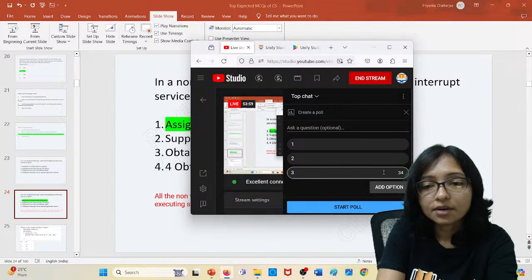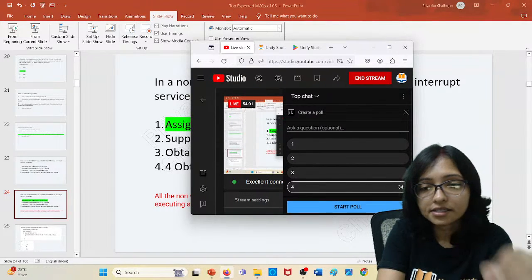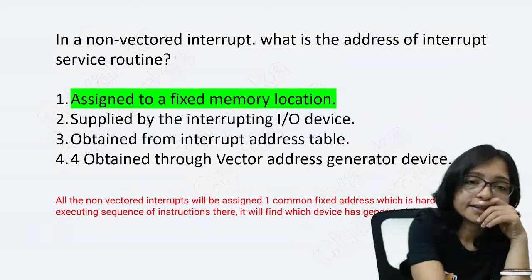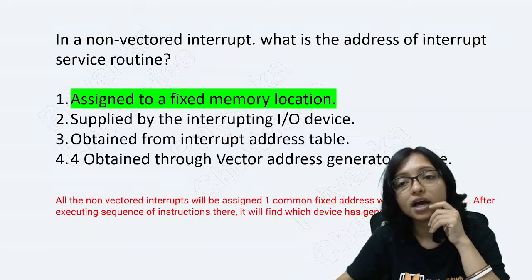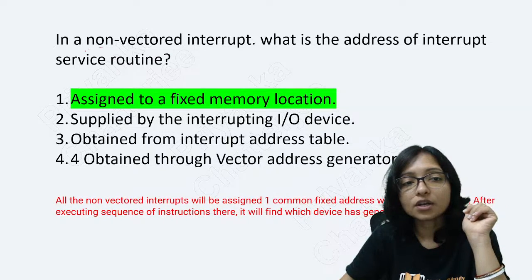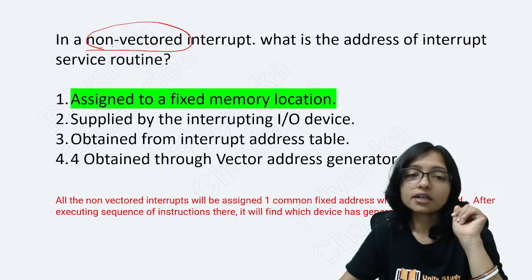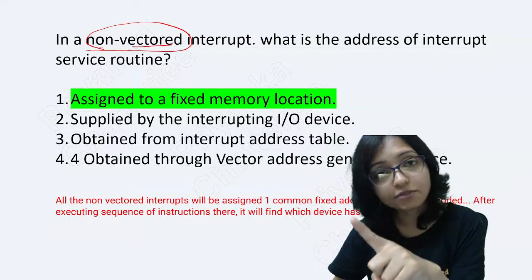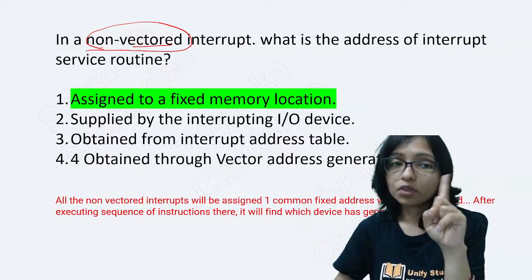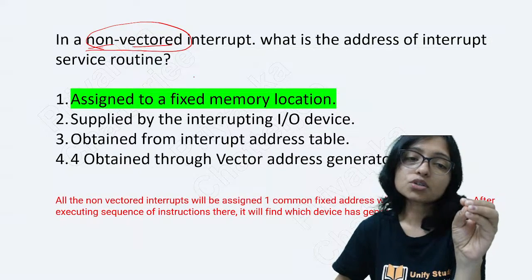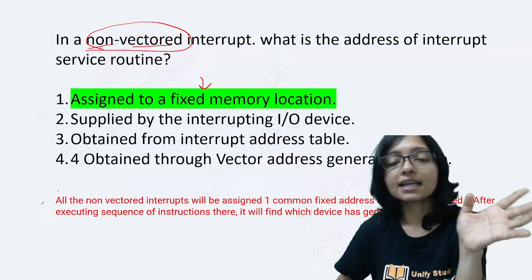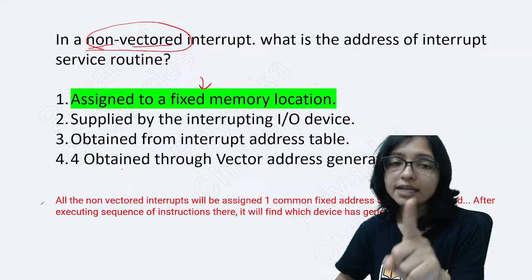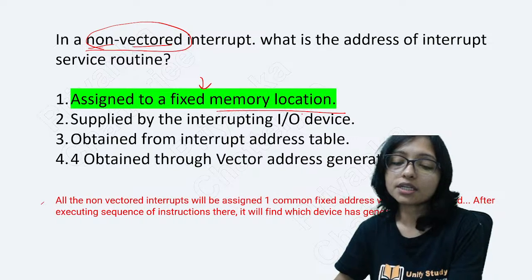Don't answer on the chat box, because it will be your real test. If you are checking the chat box and you are answering, that is not the real test. Whenever you are confused about non-vector, remember: non-vector means a fixed location. Vector means the address where I have to go is mentioned. Non-vector means first it goes to a fixed memory, then it checks from where the interrupt came, then it can go. That is the fixed memory location it goes to.